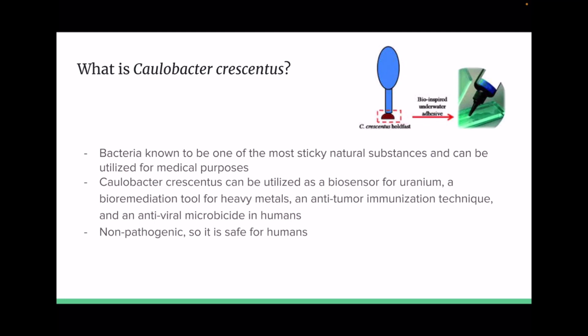Caulobacter crescentus can be utilized as a biosensor for uranium, a bioremediation tool for heavy metals, an anti-tumor immunization technique, and an antiviral microbicide in humans. C. crescentus is non-pathogenic, so it is safe for humans, but further research is being conducted to ensure that this is true.